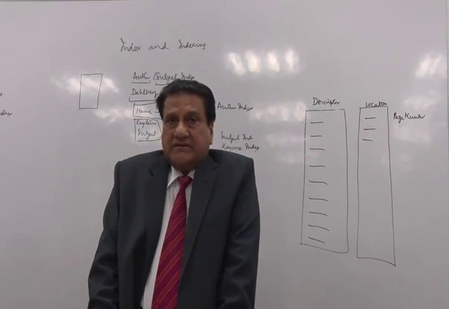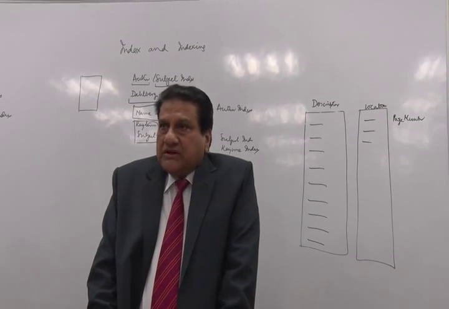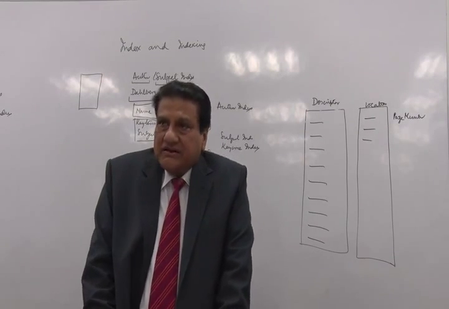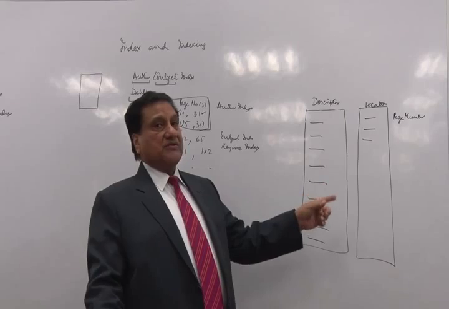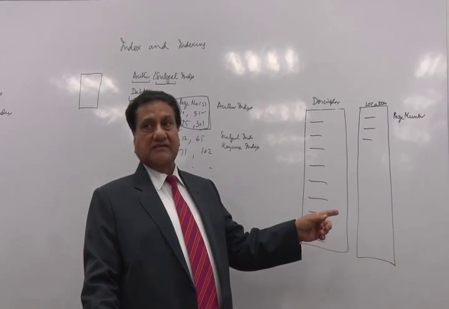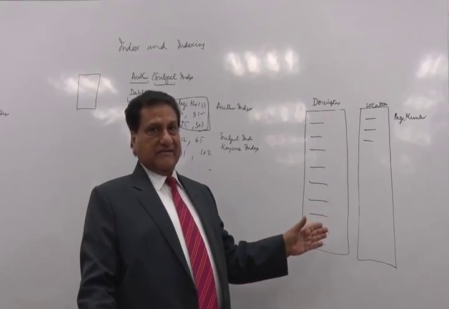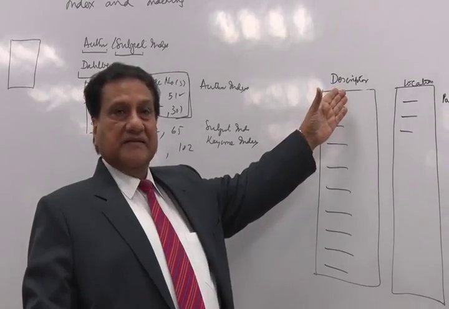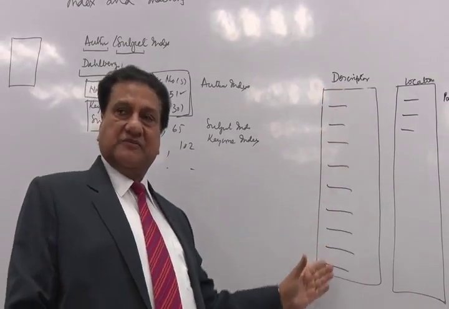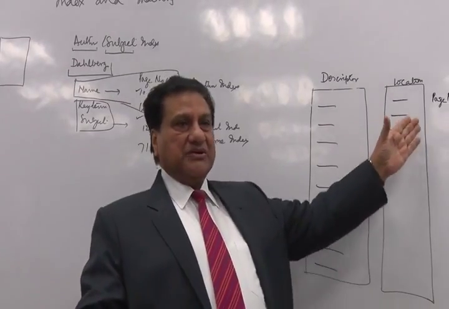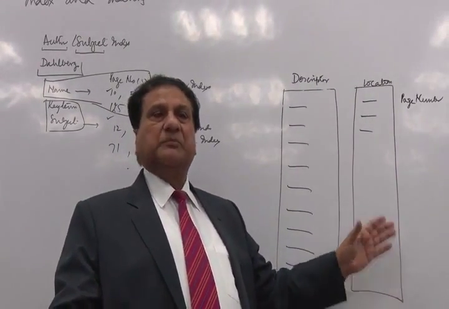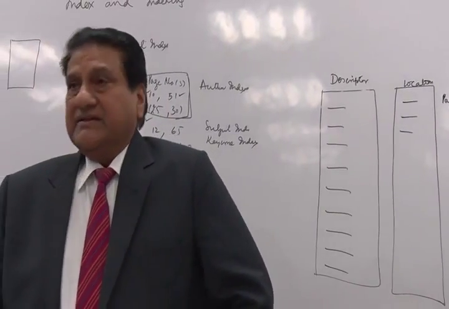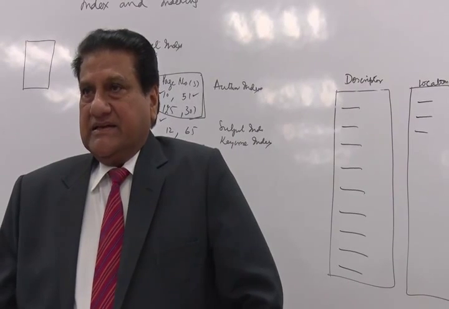Alright? So two things are becoming very clear. First is, what is the structure of the index? The structure is that index consists of two parts. One part is descriptor, which provides the access point, and another part is the location, which provides the precise location of the reference you are looking for. Right?